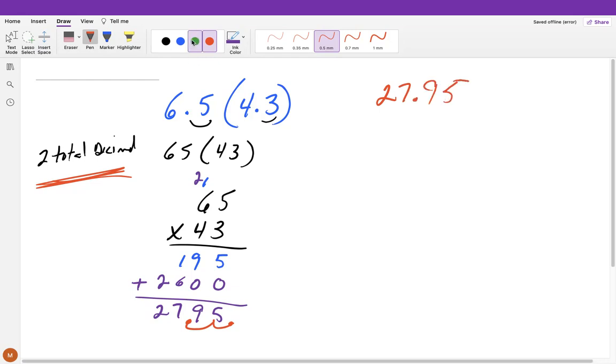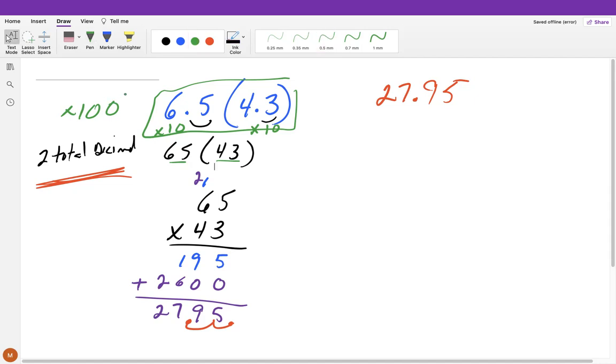Right, now just to go over why we're multiplying and moving them. So essentially what we're doing is we're multiplying this 6.5 times 10 and 4.3 by 10 as well. So we multiplied a total of 100 to move all of our decimal places. So we multiplied by 10 and by 10, and since 10 times 10 is 100, in actuality, we multiplied the entire problem by 100 to manipulate it into whole numbers.